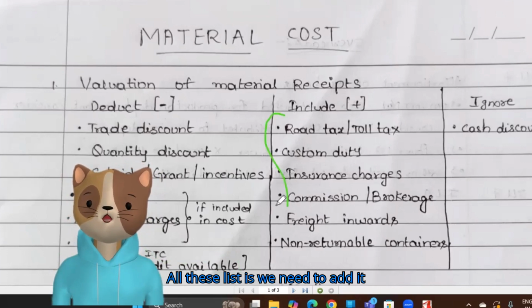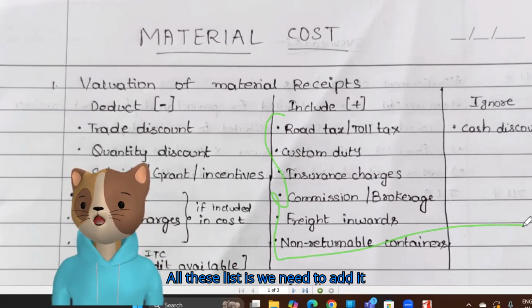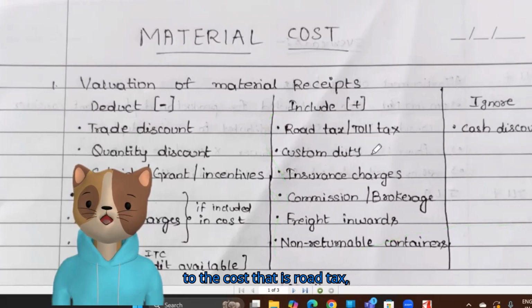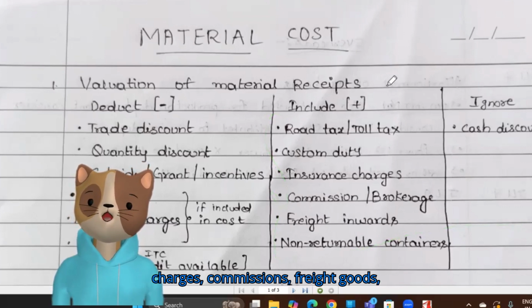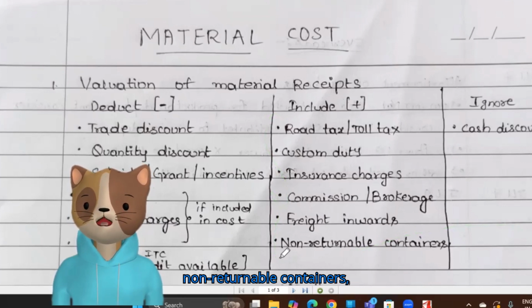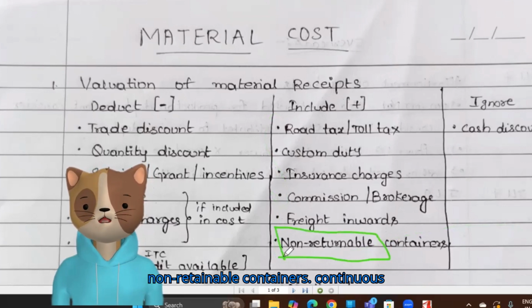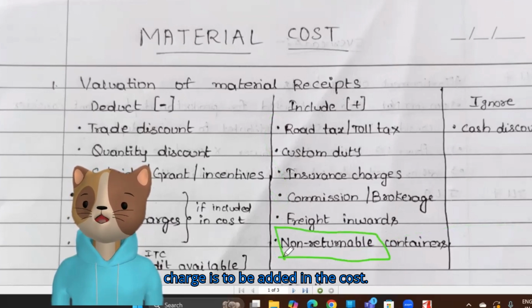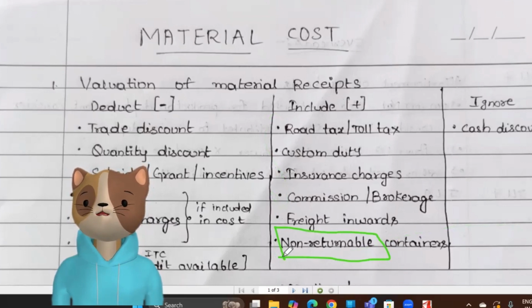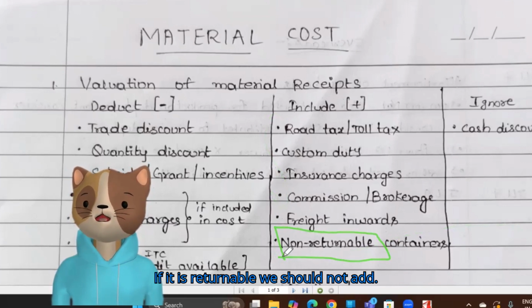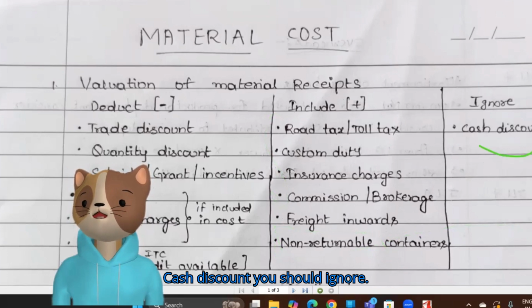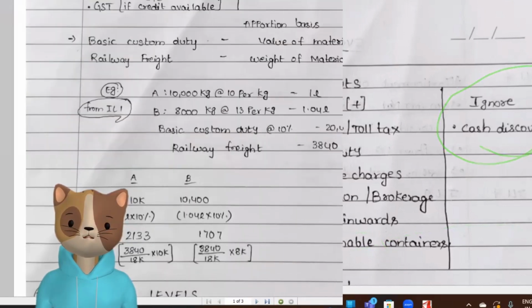Next, all this list we need to add to the cost, that is road tax, toll tax, custom duty, insurance charges, commissions, freight inwards, non-returnable containers. Only non-returnable containers charge is to be added in the cost. If it is returnable, we should not add. Cash discount, you should ignore.